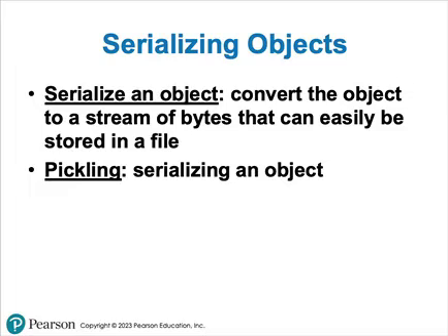Our last topic is serialization of objects. Basically what that's doing is converting an object to a string of bytes that can be stored in a file. And this is called pickling in Python. So if you say you pickle an object, that means you write it out to a file. The purpose being so you can retrieve it later and reinstantiate or recreate whatever that object was.